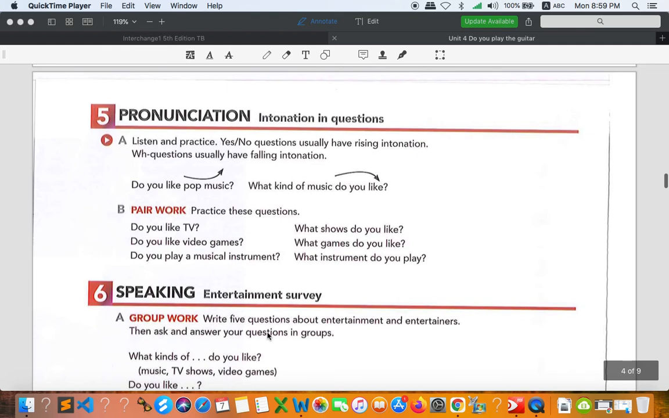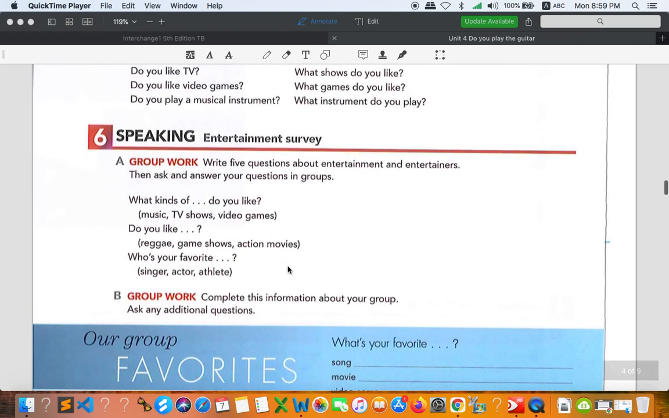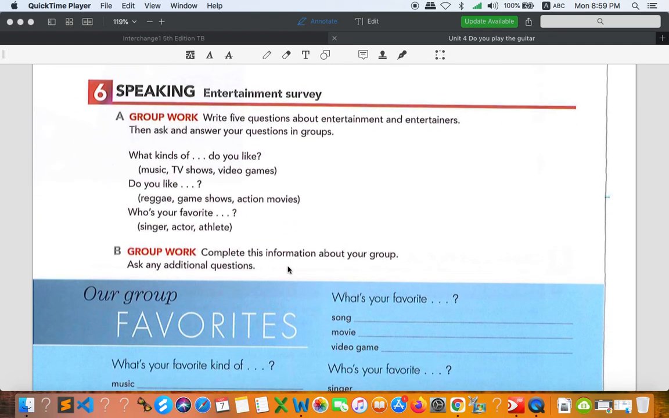I'm not going to focus on number 5, but let's talk a little bit about number 6, entertainment survey. So a survey is about asking questions about entertainment, the way you entertain yourself, the way you make yourself happy by doing a lot of different things. Just like this question, what kinds of blah blah blah do you like? So you can ask yourself, what kinds of music, TV shows, video games do you like?